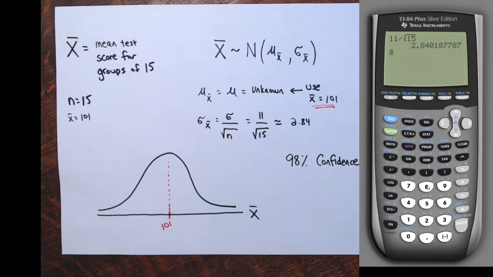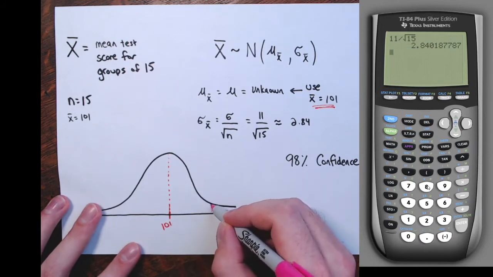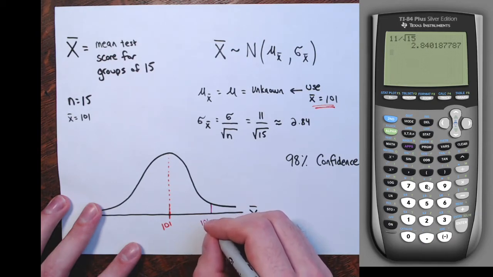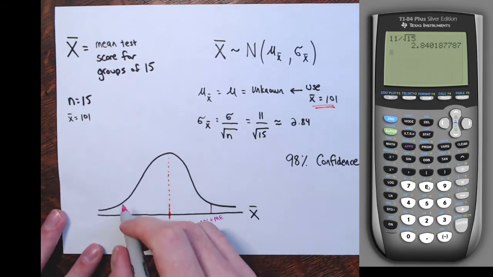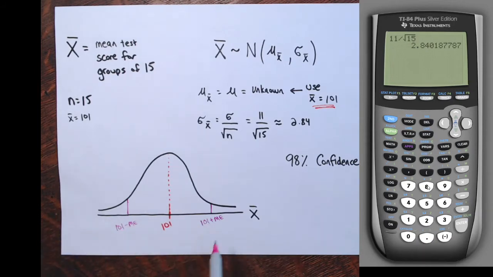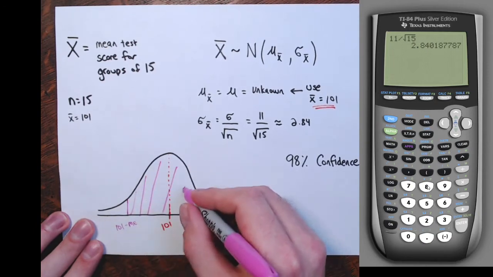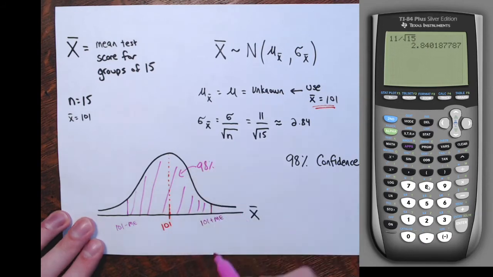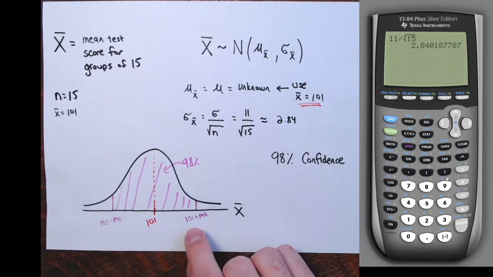So what that means, right, is we're looking for these two values. We're looking for a value above the middle, above 101. So there's 101 plus some margin of error, right, ME. And then the same distance on the other side, here's 101 minus this margin of error. And I'm looking for these two values such that the area under the curve between them is my confidence interval, is 98%. All right, so in order to do this, I need to find this margin of error.